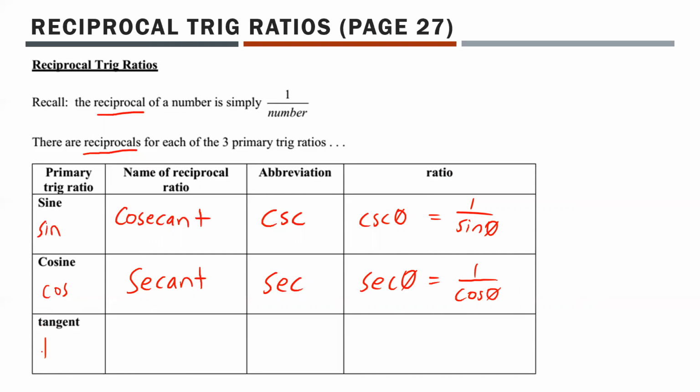Now tangent, of course, tan's abbreviation was just tan, right? The name of the reciprocal ratio, this is the only one that really, really makes sense, is cotangent.